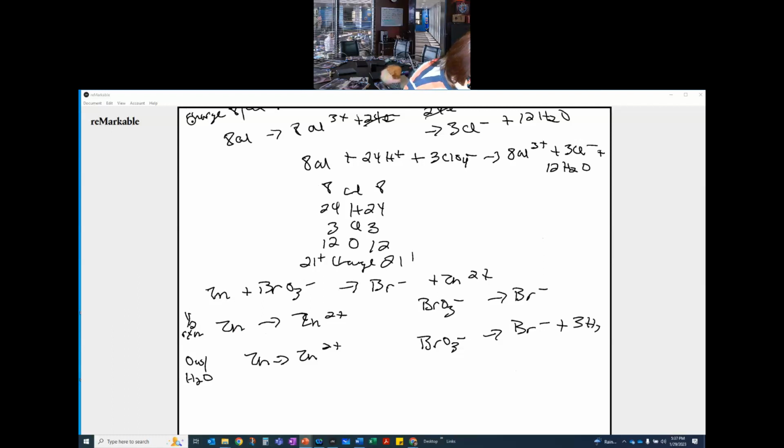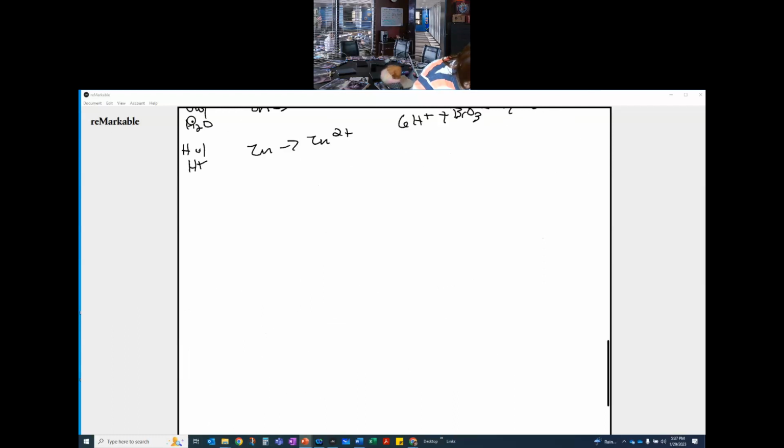And 3 H2O, H plus. This is the same. I have 6 hydrogens that I introduced with that H2O. So I have 6H plus BrO3 minus goes to Br minus plus 3H2O. Okay, so now I need to deal with charge.